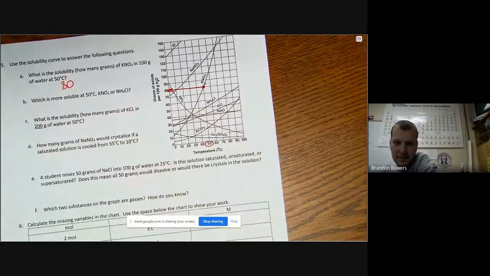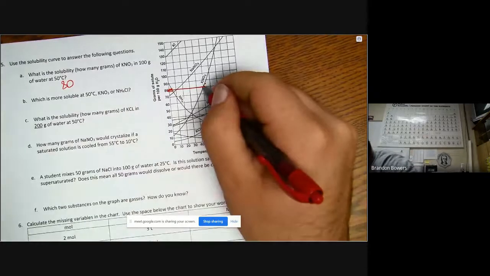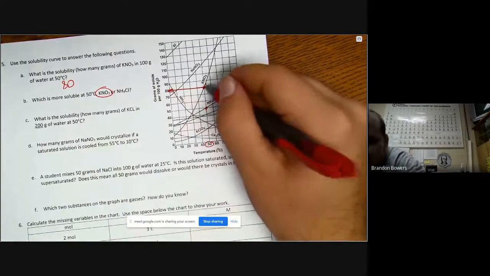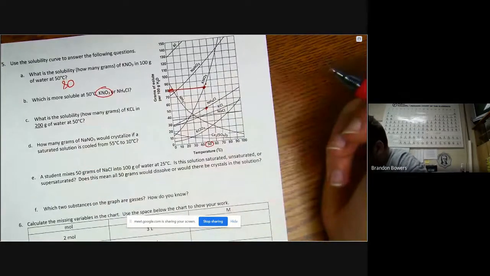Okay. What is more soluble at 50 degrees? KNO3, which we just had, or NH4Cl? Which one dissolves more solid? Well, that's going to be KNO3. That dot is higher, it dissolves more solid.